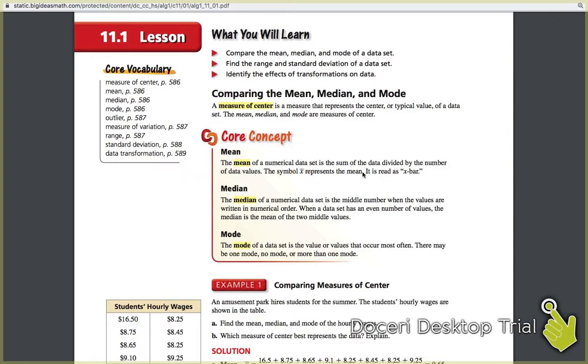The median is the middle number, okay? It's the middle number, but it's very important that those numbers are written in numerical order. If it's not written in order, you can't just grab the middle number. You got to put it in order. Typically, I go from least to greatest, and you got to find that middle number.